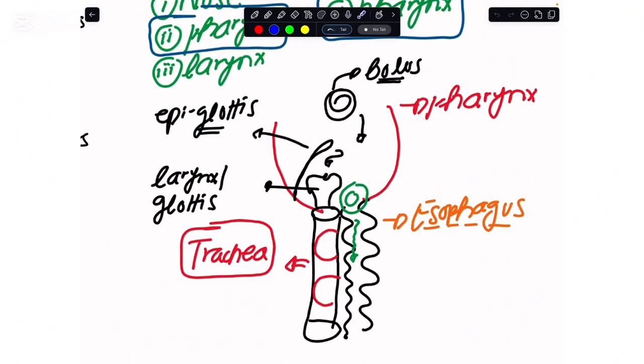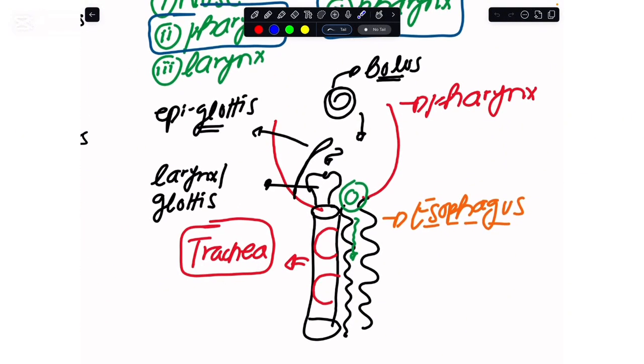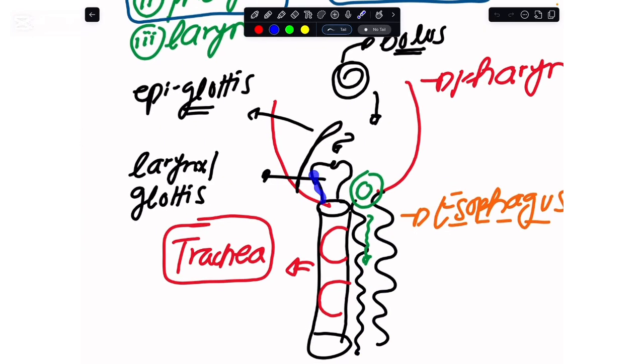So here you see the situation: how would we be in a position to prevent the entry of this bolus of food? Here comes the pharynx, and at the front of the pharynx I have this trachea, and behind the trachea we have the food pipe. This is the esophagus. Now, at the top of the trachea we have the larynx, and at the top of the larynx we have this slit-like opening, which is referred to as the epiglottis.